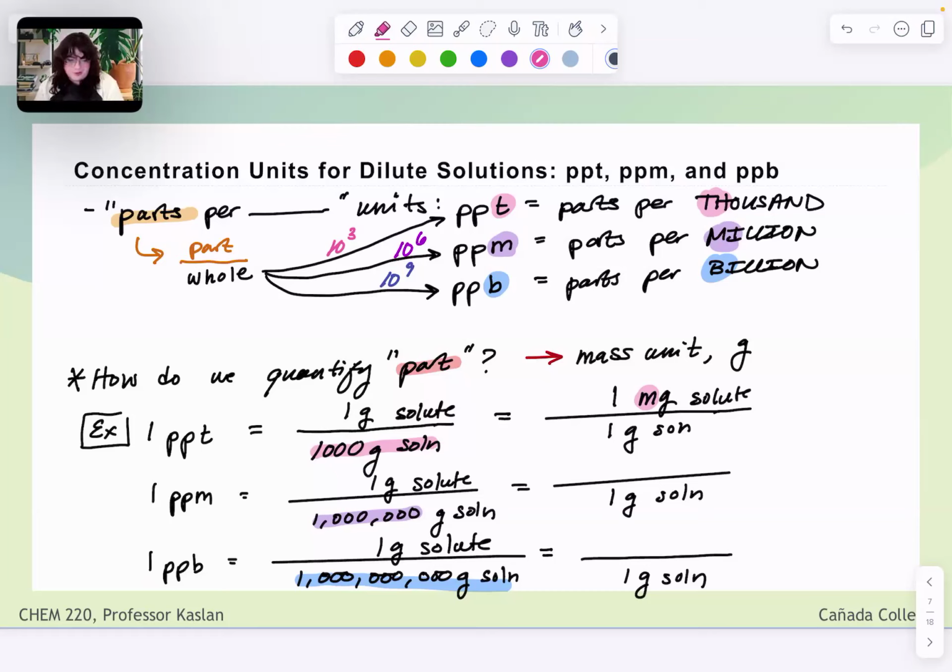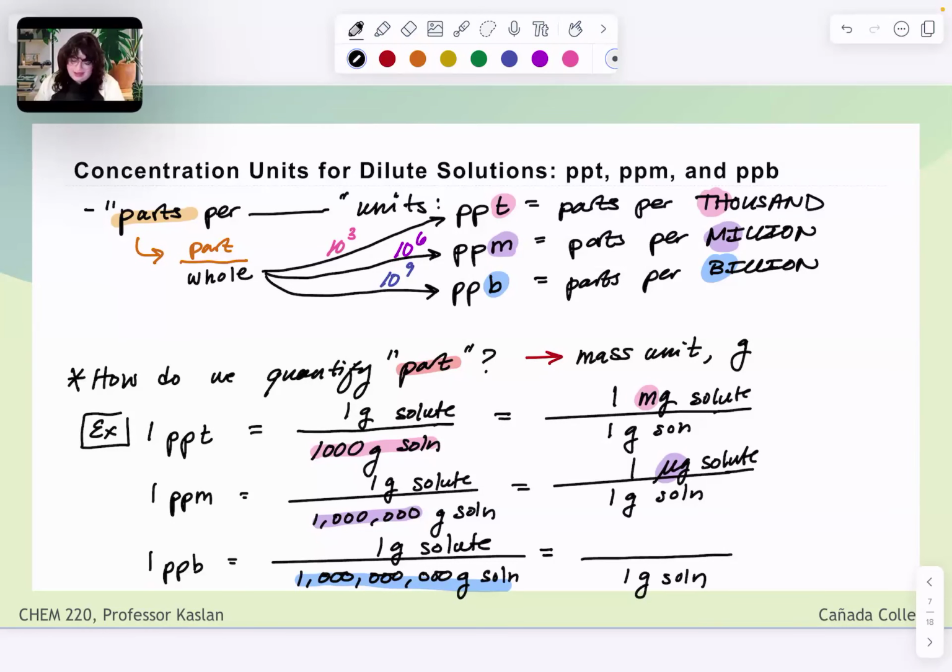What about parts per million? So I need to think about what number gives me a millionth of a gram. I could write 10 to the negative 6 grams, but we have a unit for that, right? We have micrograms of solute. So if we're talking about parts per million, we now have that 1 to 1 million relationship here with the microgram.